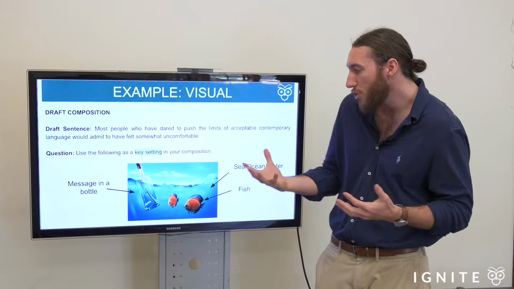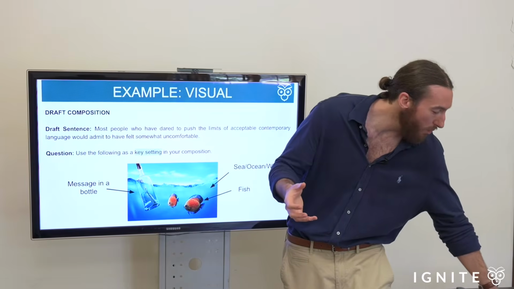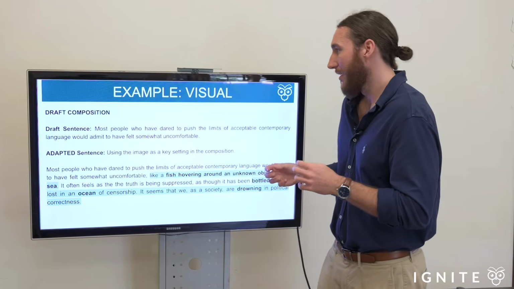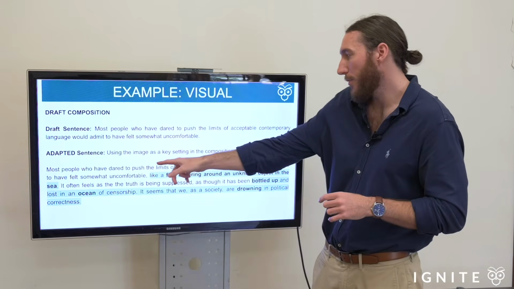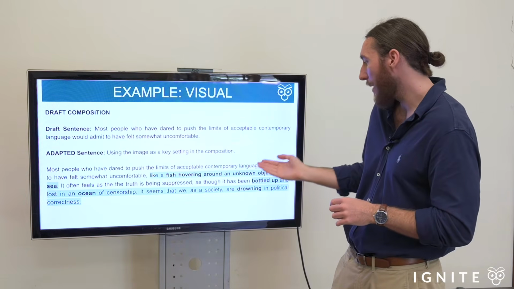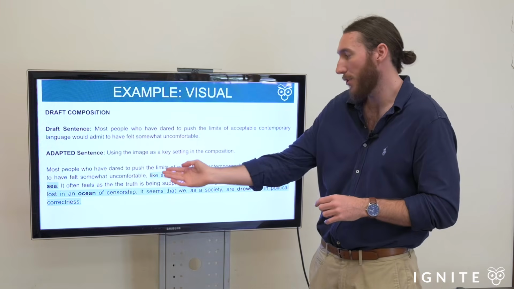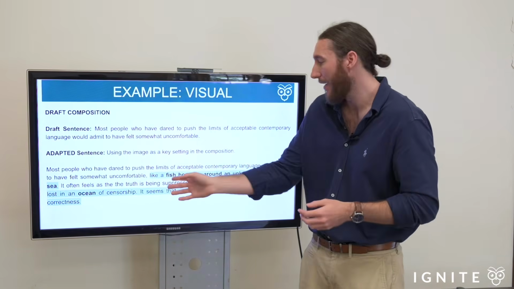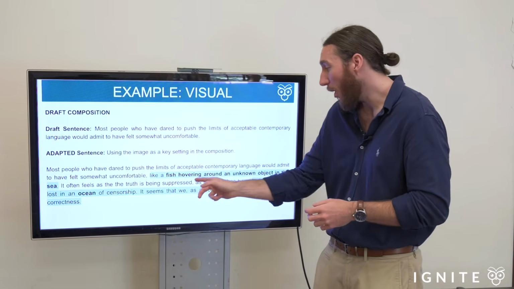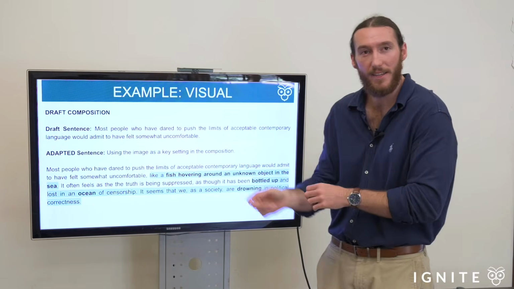And we're going to think, what can we do with those things that make it work with what we're trying to say? Now, have a look at the adapted sentence here. Most people who have dared to push the limits of acceptable contemporary language would admit to have felt somewhat uncomfortable, comma. We're adding now, we're improvising on the day. Like a fish hovering around an unknown object in the sea.